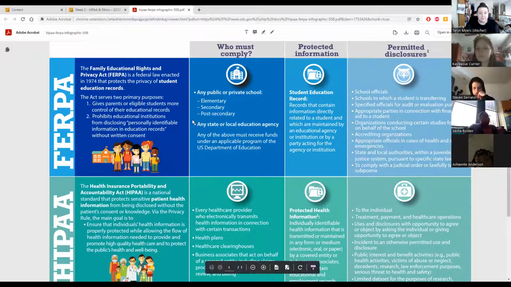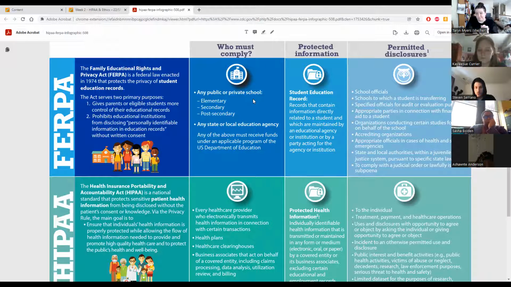So this applies to any public or private school or any state or local education agency that receives any kind of federal funding. So if their students receive federal grants or loans, for example, they have to comply. So this is really the vast majority, if not all, educational institutions: elementary, secondary, post-secondary. So I was wrong about pre-K, unless it's part of a public school.